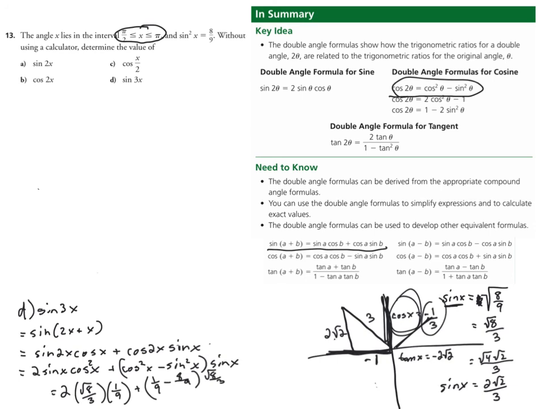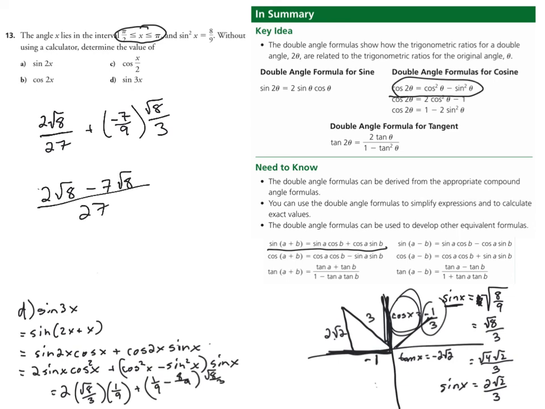So 2 times root 8 over 3 times 1 over 9. The bottom looks like it's going to be 27. And I'm going to have 2 root 8 at the top. And that's plus 1/9 minus 8/9, which is negative 7/9, times root 8 over 3. So that's going to be equal to 2 root 8 over 27 minus 7 root 8, both over 27, which equals 2 root 8 minus 7 root 8, which is negative 5 root 8 over 27.